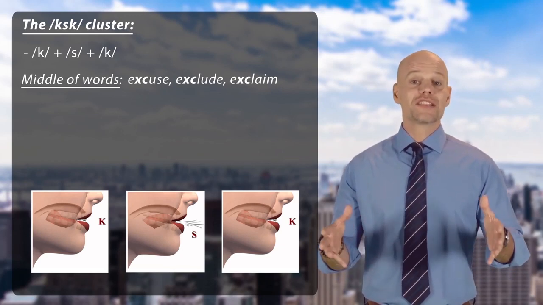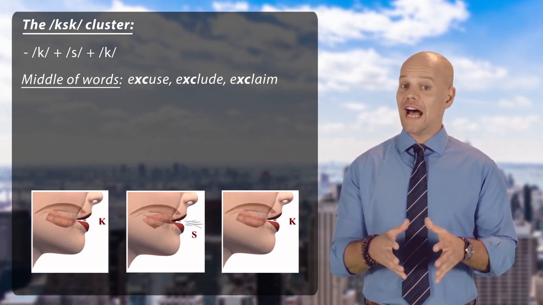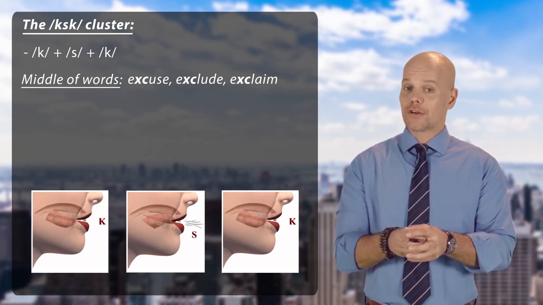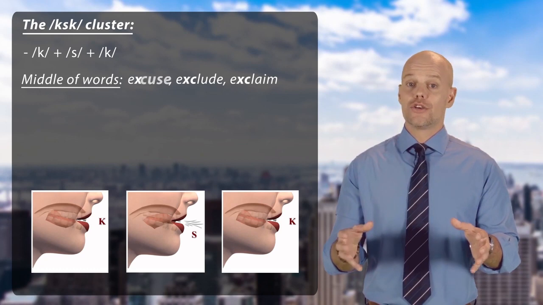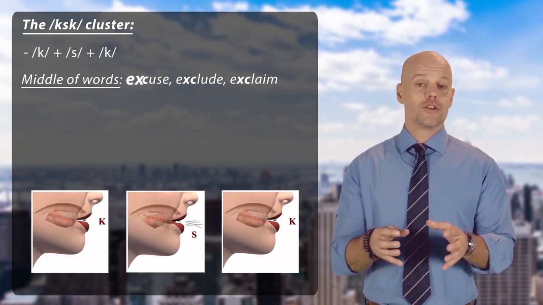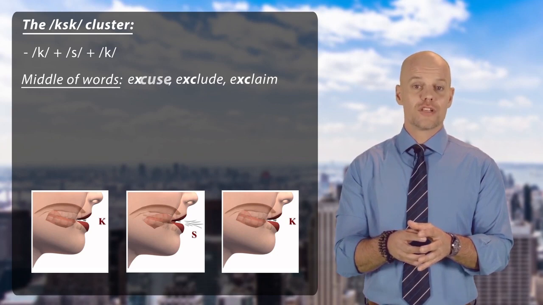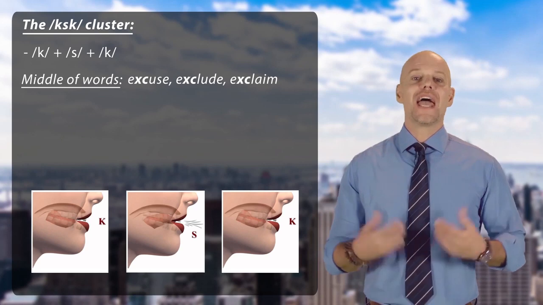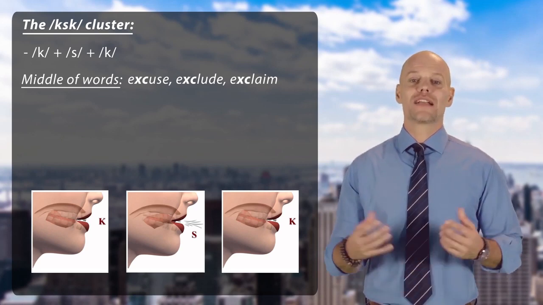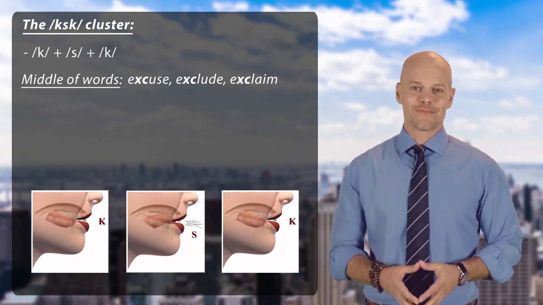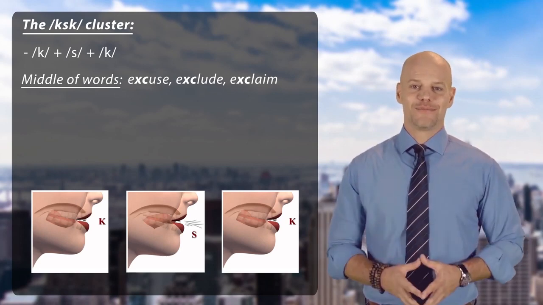Now start reducing the space between the two word halves and finally put them back together. Excuse, excuse, excuse. Pause this video and practice saying these words with the ksk cluster accurately. Pause now.